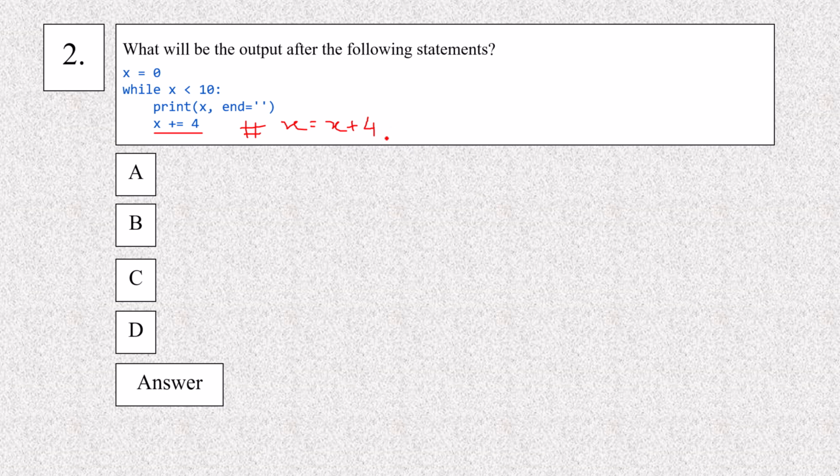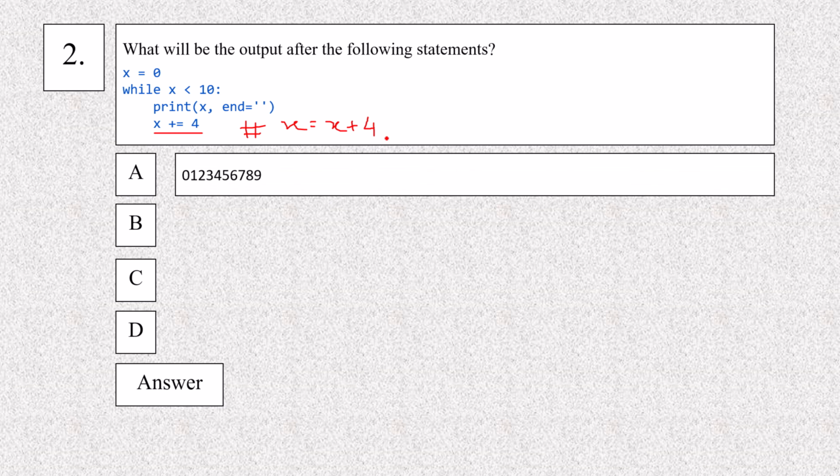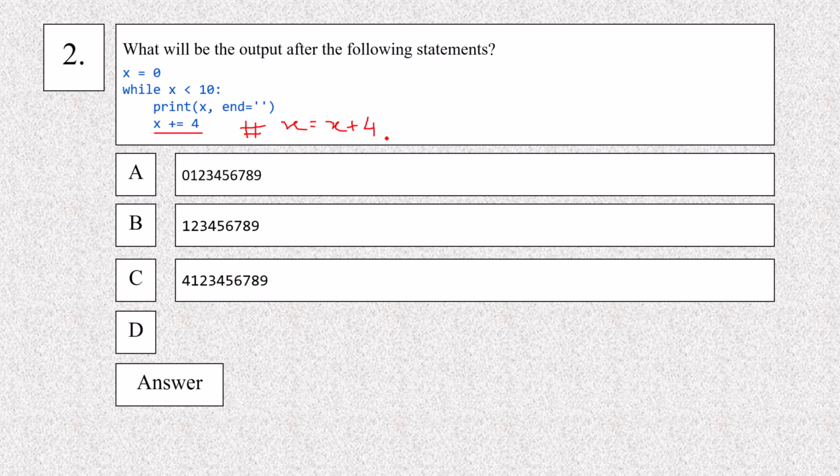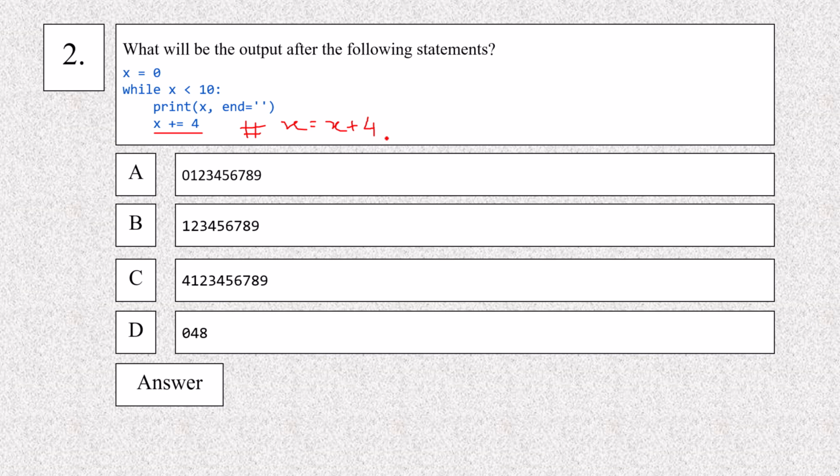So pause the video and try to solve this problem. Here option A is 0 to 9, option B is 1 to 9, option C is 4, 1, 2, 3 like this, and option D is 0, 4, 8. So here the correct answer will be option D.